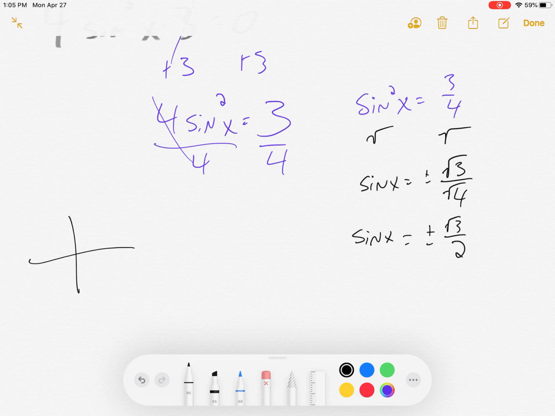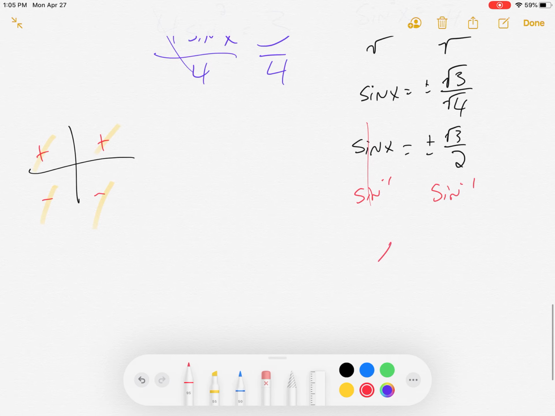Last step. And again, before this plus or minus, sine is positive. Sine is the y value, so it's positive above the x-axis, and it's negative below. The plus or minus right here tells us, hey, I want answers in quadrants 1, 2, 3, 4. I want answers in all 4 quadrants. So now, in order to get x by itself, I've got to take the inverse sine of both sides.